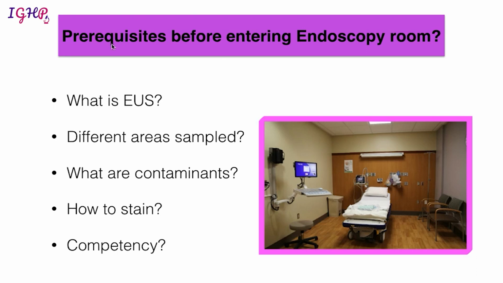So what are these prerequisites? First, we should be aware of what is in EUS, what the different areas sampled in EUS are, what contaminants we will see in EUS, how to stain the slide, and finally the competency of the pathologist who is seeing this EUS. So first and foremost, what is an EUS?